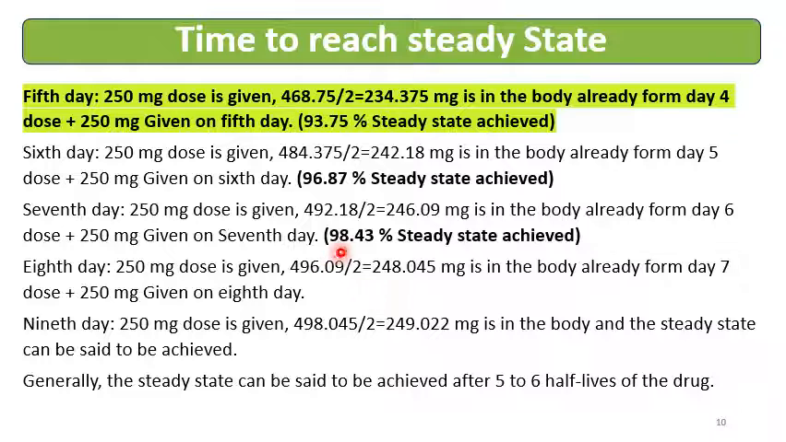And like this, the plasma concentration will go on increasing, and it will remain in this range, 98, 99, 100, 101, like this it will be coming. So that means you are achieving around 93.75% of the steady state after the fifth day of dosing. So generally the steady state can be said to be achieved after 5 to 6 half-lives of the drug, or after 5 to 6 dosing periods.